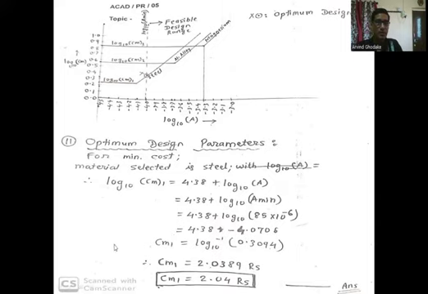Therefore, the optimum design parameters for minimizing the cost, with the material selected: log to the base 10 Cm is equal to 4.38 plus log to the base 10 area. So here the area will be A minimum, that is 85 into 10 raised to minus 6. So from this you will get the first cost, that is Cm1 is equal to 2.0389 Rs. So Cm1 is equal to 2.04 Rs.